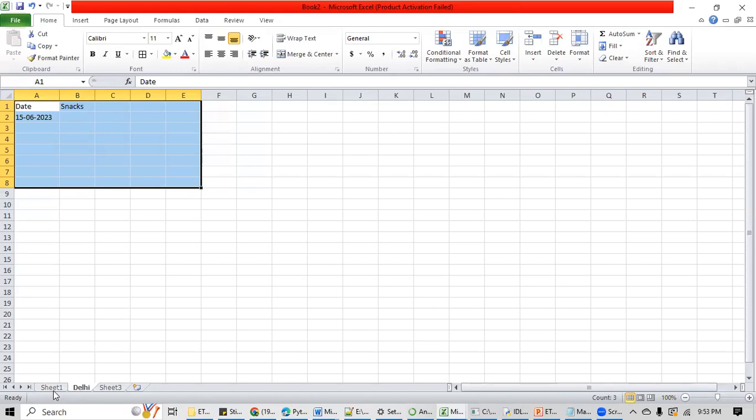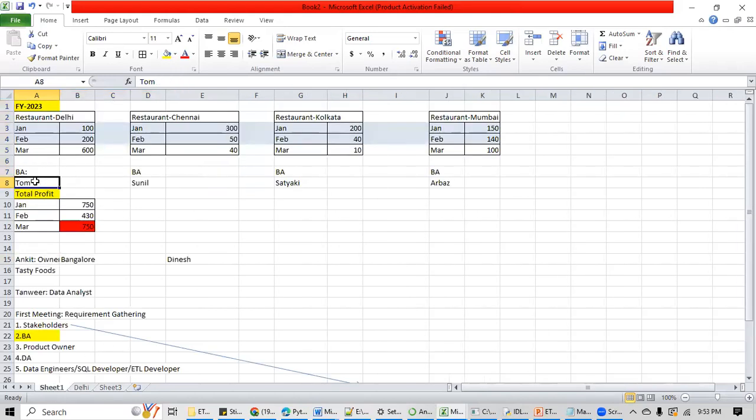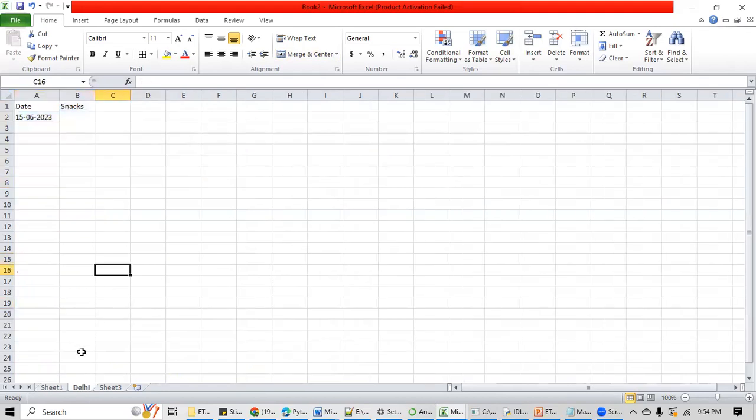Ankit, Tom is a business analyst. Tom told Ankit that we need this data on a daily basis, right? Then only we will get the data and load it and do the reporting part. But for that we need data. Ankit said, okay, your concern is valid, I will send you data in this Excel sheet. That is what Ankit told Tom.